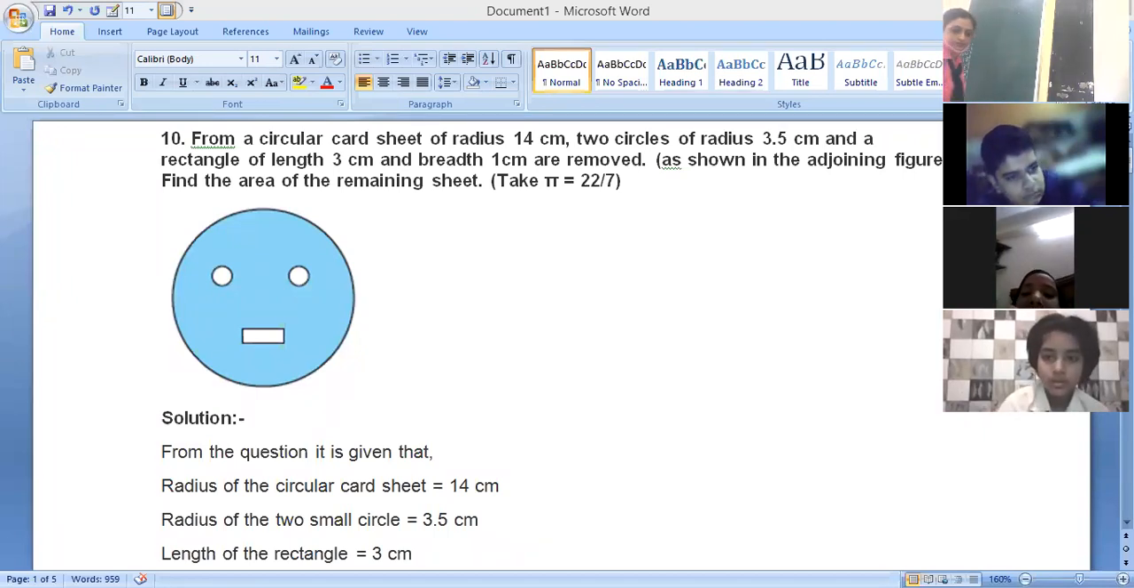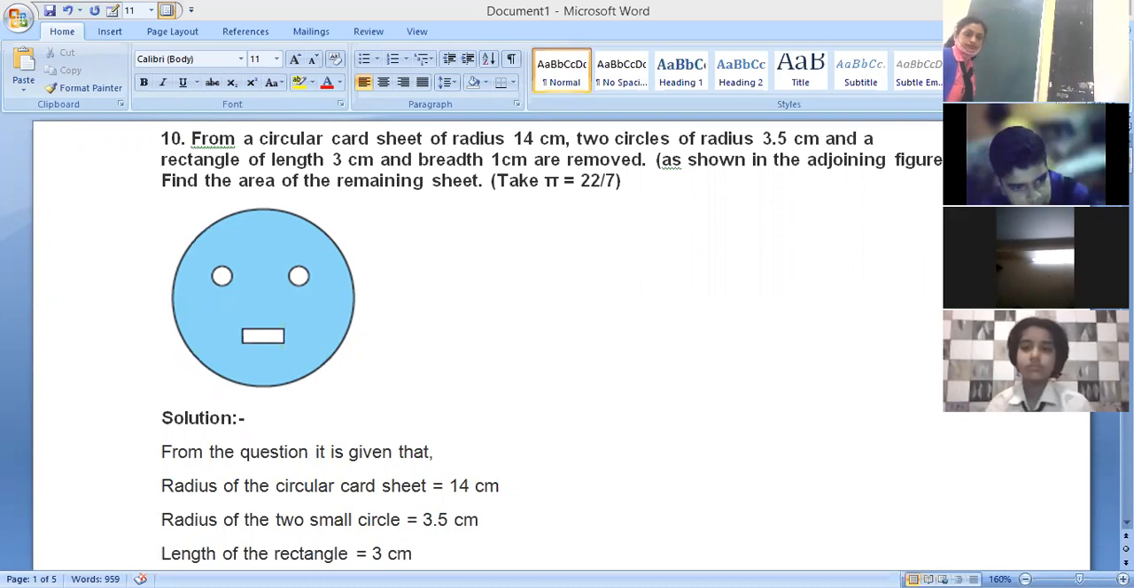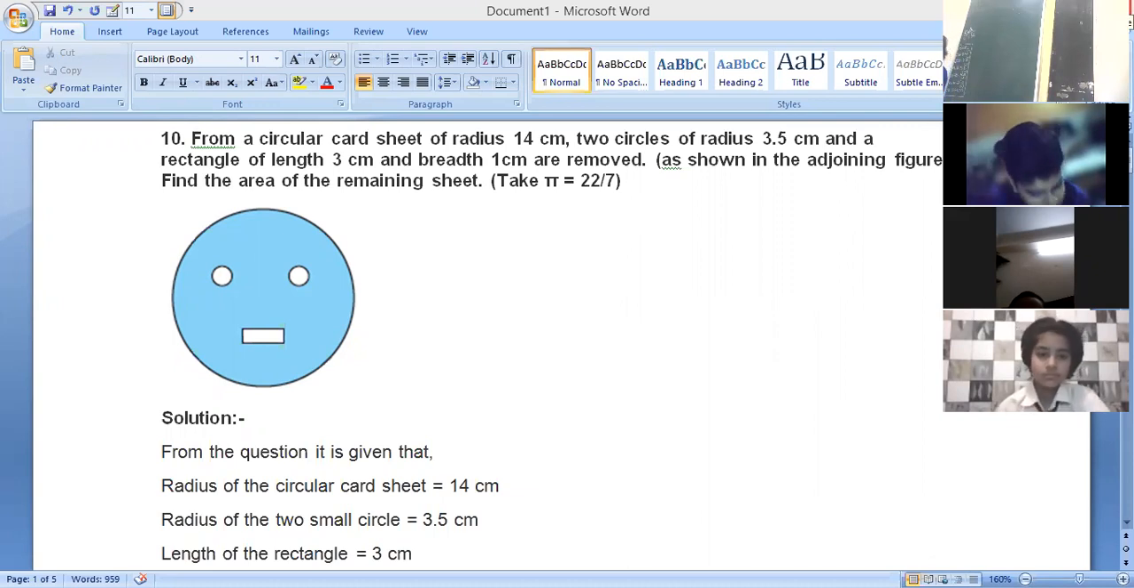From a circular card sheet of radius 14 centimeter, two circles of radius 3.5 centimeter and a rectangle of length 3 centimeter and breadth 1 centimeter are removed. As shown in the adjoining figure, find the area of the remaining sheet. Take pi as 22/7.